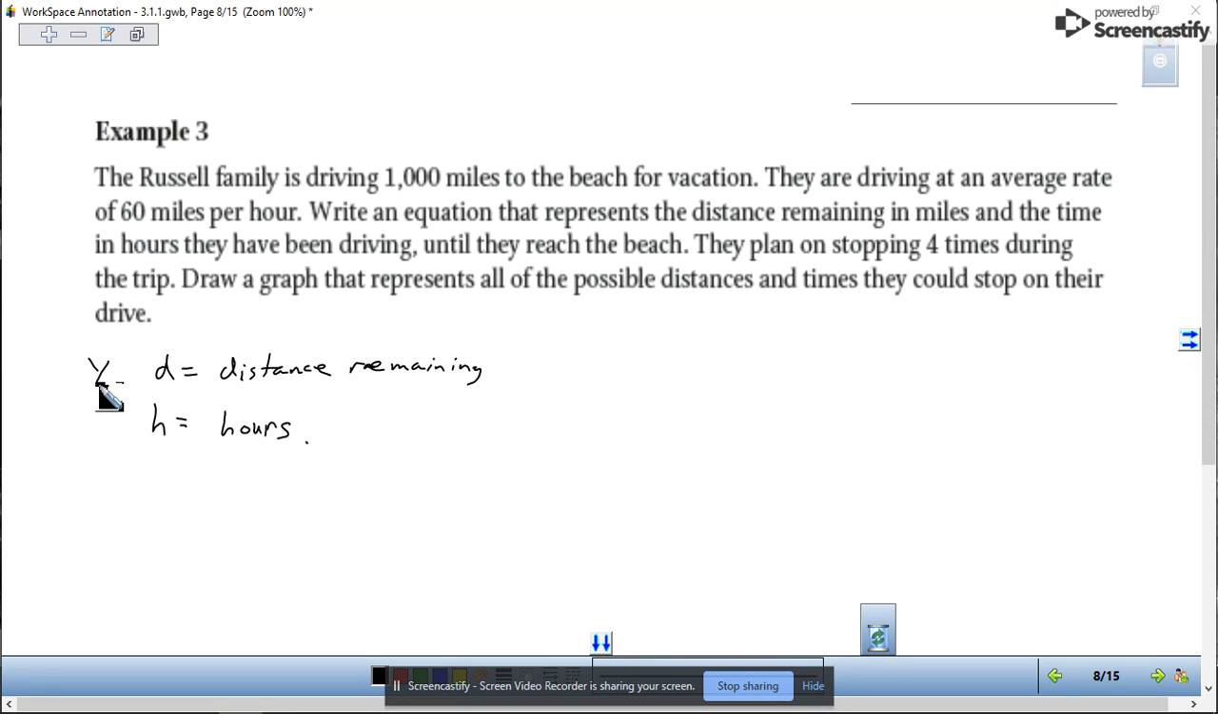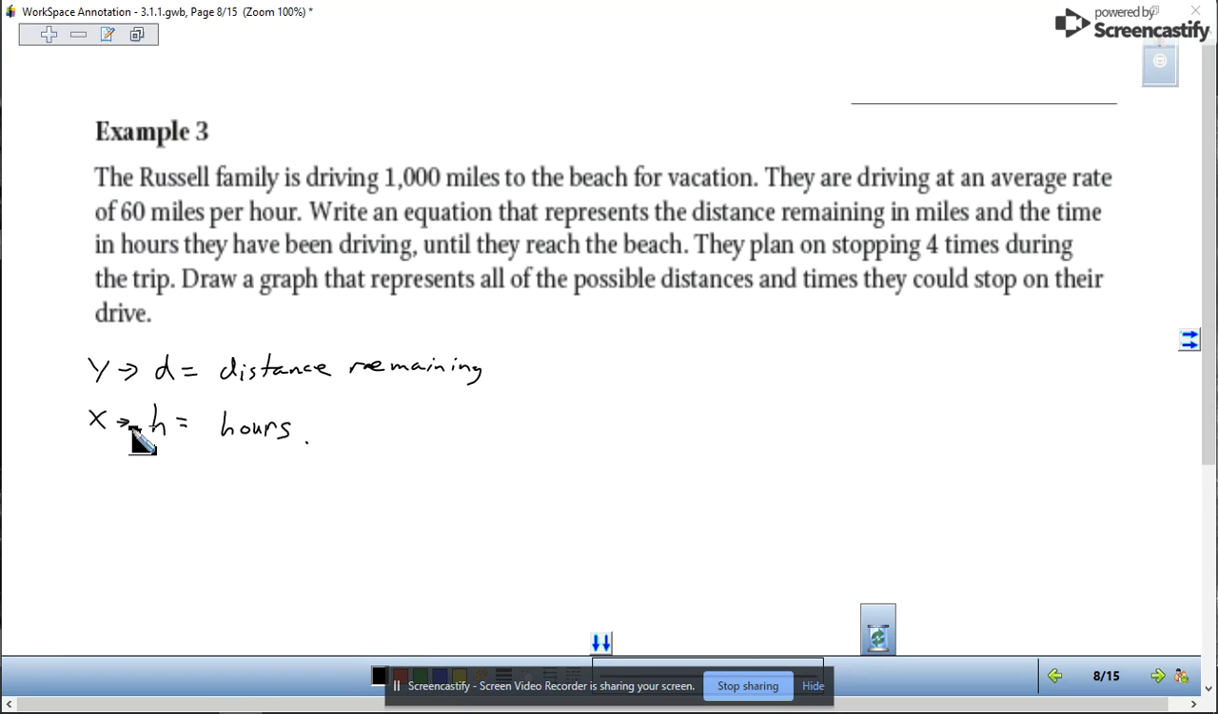When you go to graph this on the coordinate plane with X's and Y's, that's the equivalent of using H as your X and D as your Y. So D should be your vertical axis, your Y-axis. And H should be your X, or your horizontal axis, your X-axis. So now that we know our variables, we need to put our equation together.